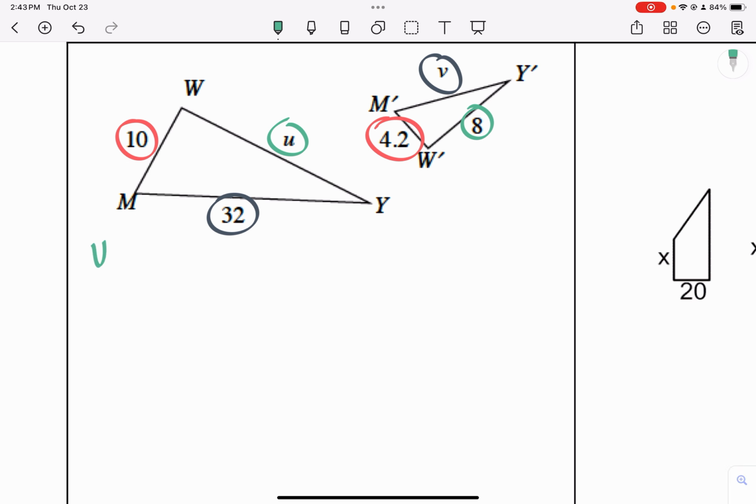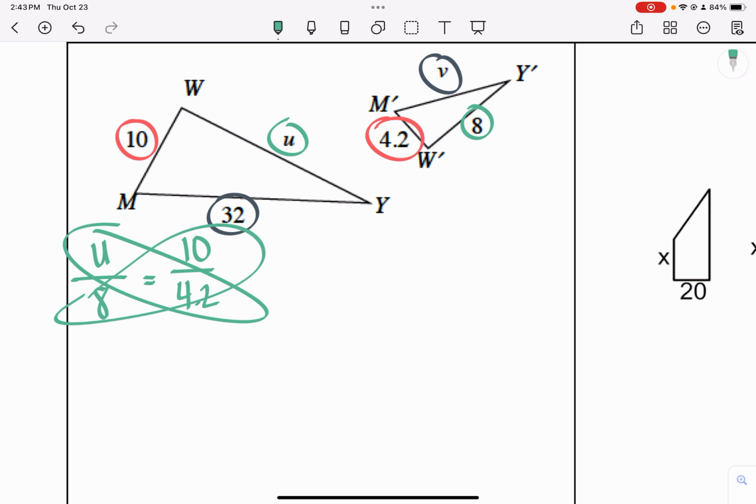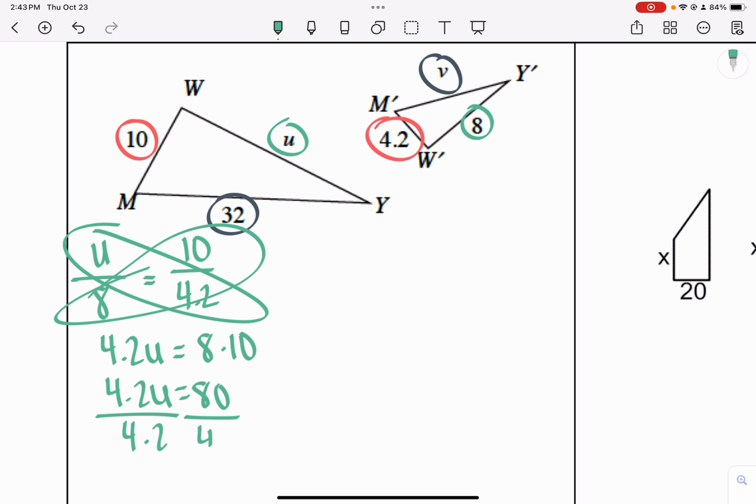So I'll do u over 8 equals 10 over 4.2, and then cross multiply. So 4.2u equals 8 times 10, so 4.2u equals 80. And then we're going to divide both sides by 4.2. So 80 divided by 4.2 is going to be u equals 19.048.